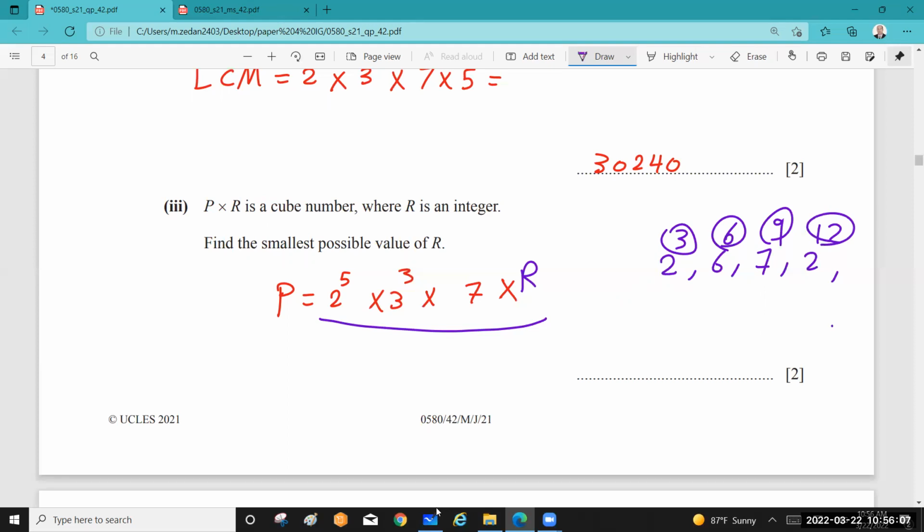So 2 power 5 needs to become 2 power 6. 3 power 3 already is a cube number, no need to multiply. 7 needs to be 7 squared: when you multiply 7 squared by 7, you get 7 power 3. So this is the minimum number R, which is 2 times 49, equal to 98. Of course, in this question there is no maximum number to make a cube number, because you can multiply by whatever numbers you want.